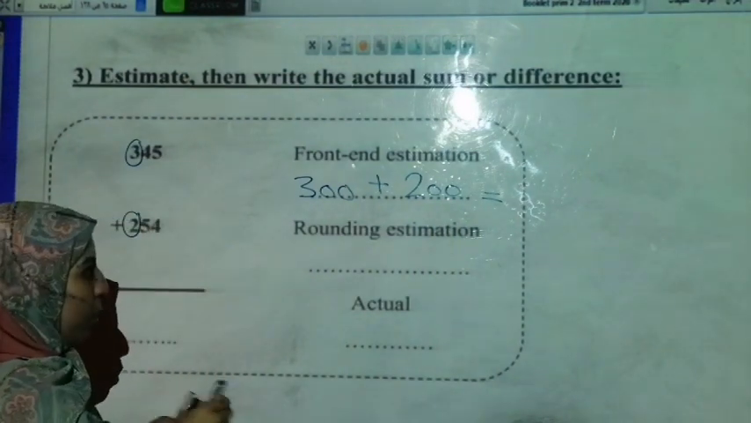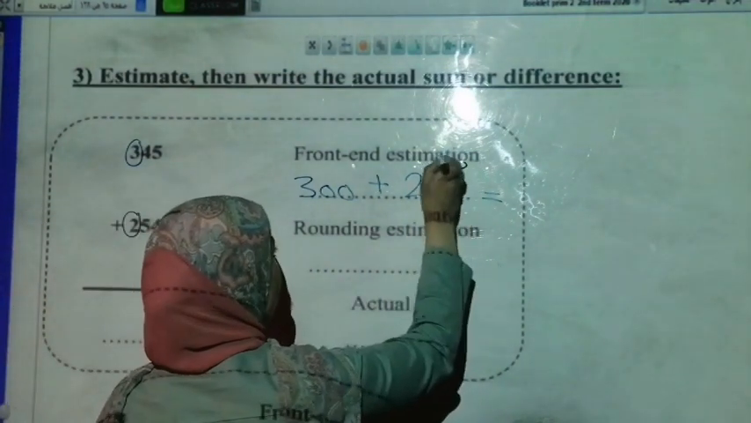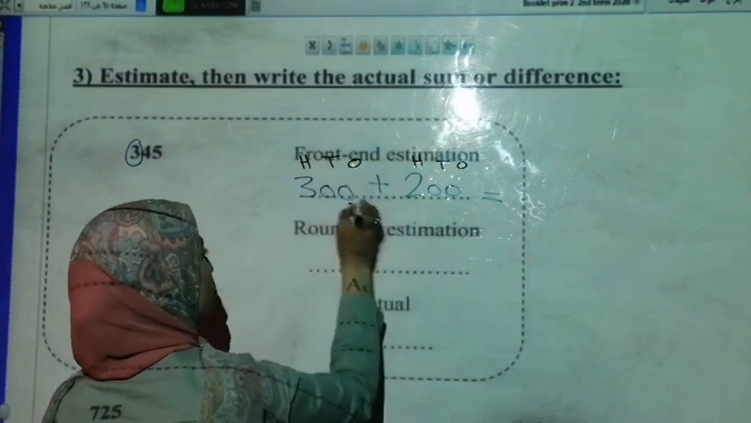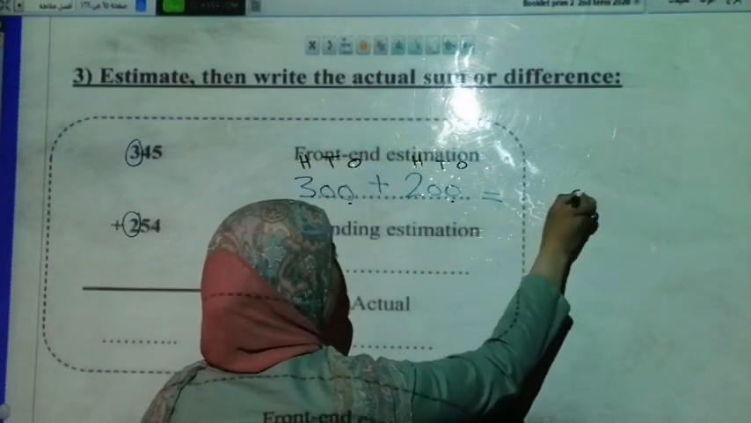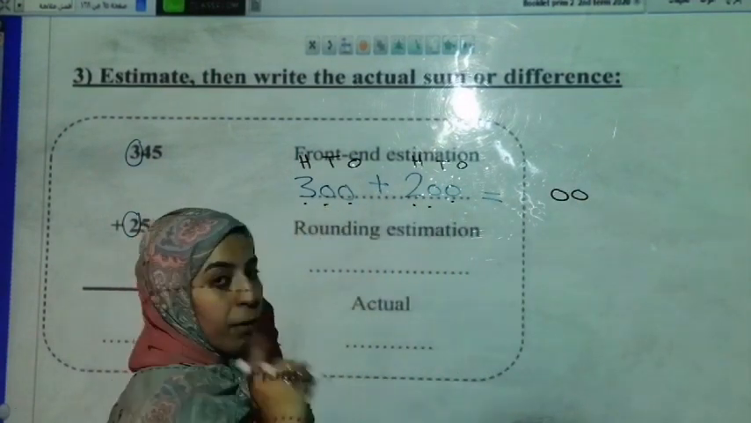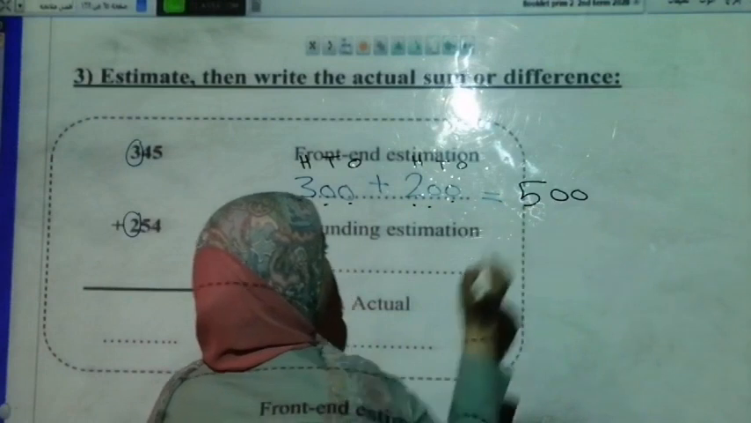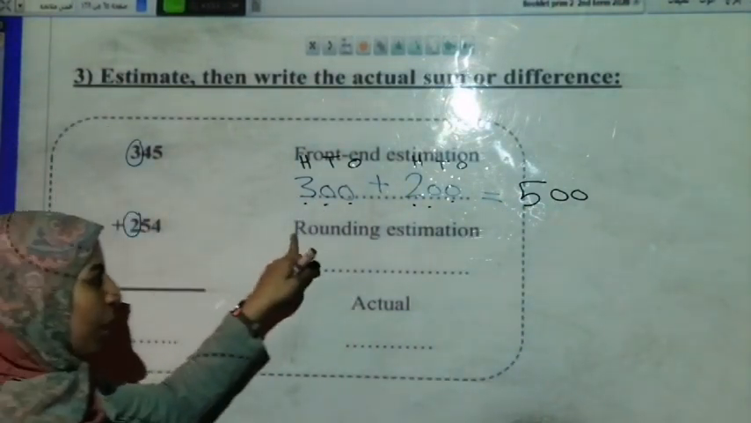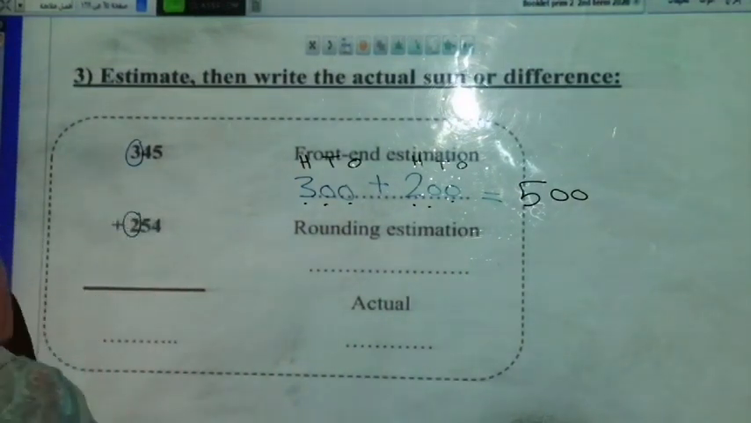And now I will do my addition operation. Ones, tens, hundreds. Start from ones. 0 plus 0 equals 0. 0 plus 0 equals 0. 3 plus 2. After 3: 4, 5. Okay. And now I will solve this operation with the rounding estimation strategy.